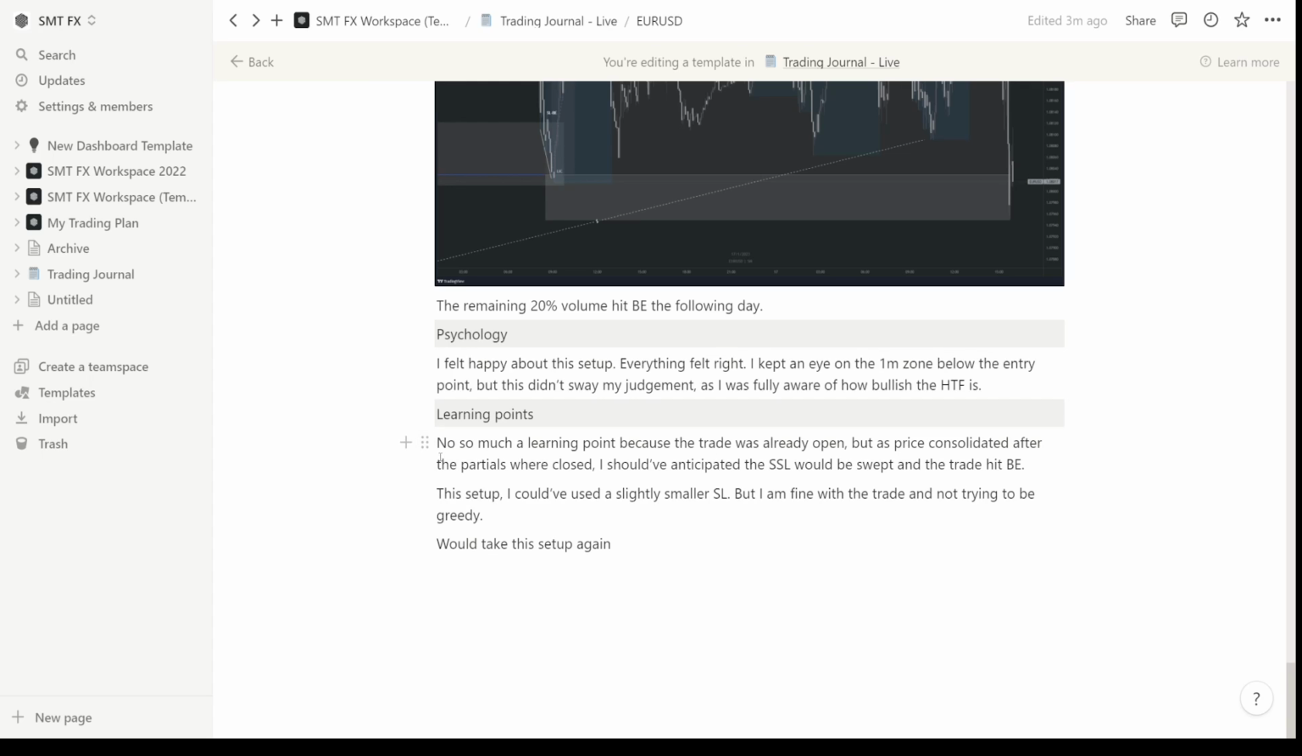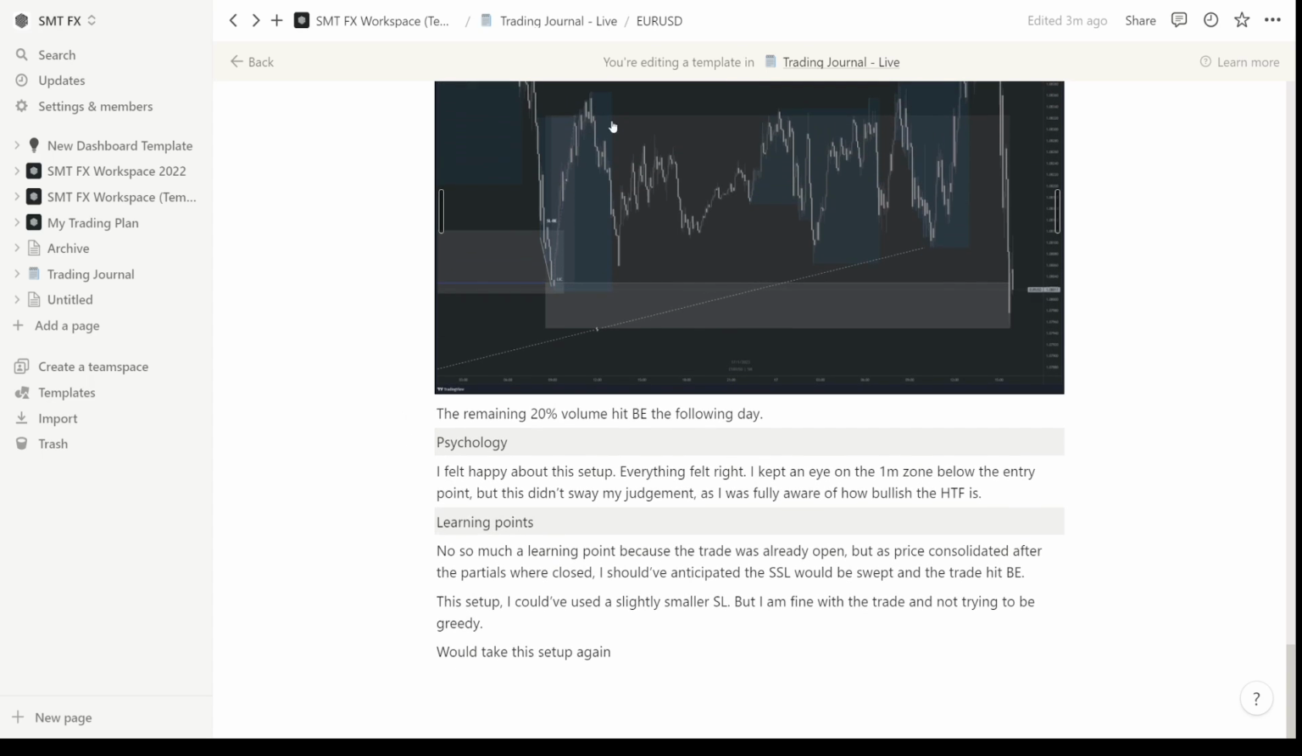And also with some learning points here. So for this one, it wasn't particularly a learning point, because what I'm referring to here is, as you can see, price was consolidating for a period of time, and it wasn't something I really considered whilst the trade was opened. I just kind of left the remaining 20% to run. So I probably should have been a little bit more focused on this, but I've already secured profit from this, so it doesn't really matter so much.